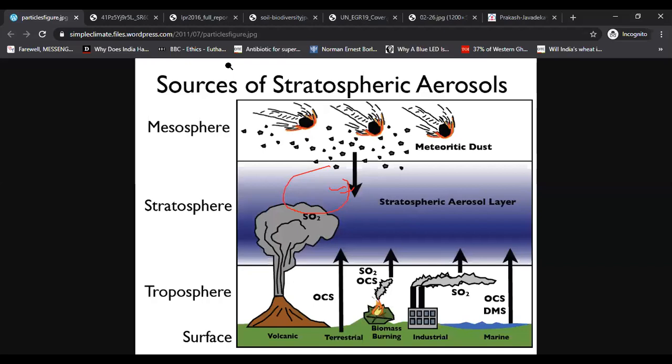What are the sources of these stratospheric aerosols? If we talk about the troposphere, or the things we do on land, volcanic eruptions increase the stratospheric aerosol level. Then there are terrestrial biomass burning, industrial waste, OCS, DMS, marine, all these different phenomena increase the level of stratospheric aerosol. Even in the mesosphere, meteoritic dust also contributes to stratospheric aerosol. Not very important, but you should know what we are reading.